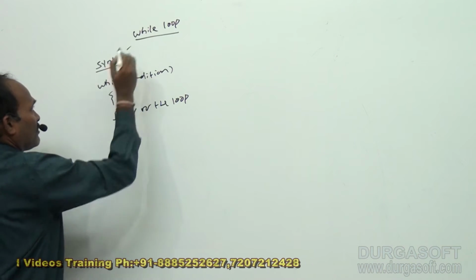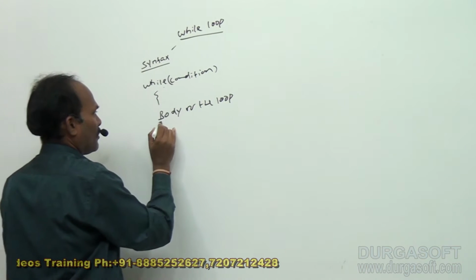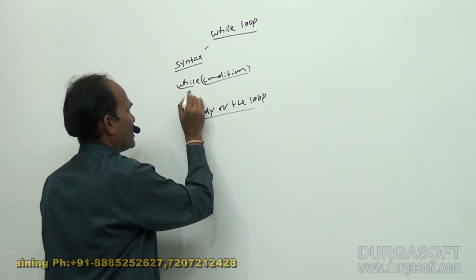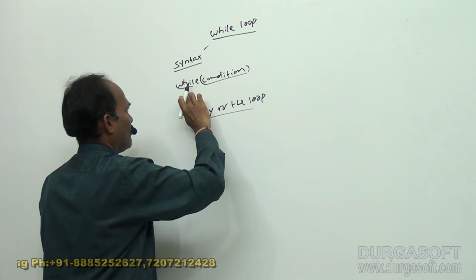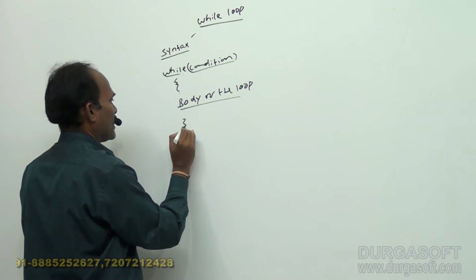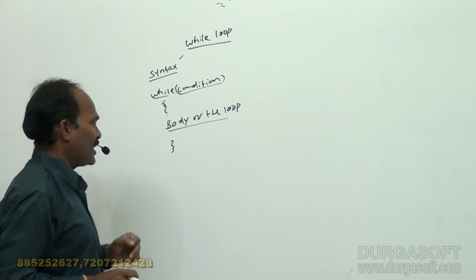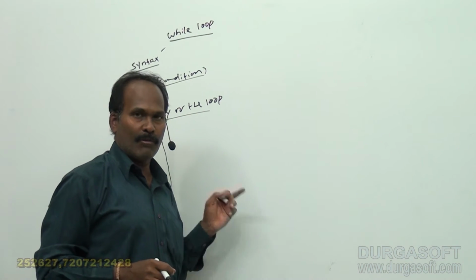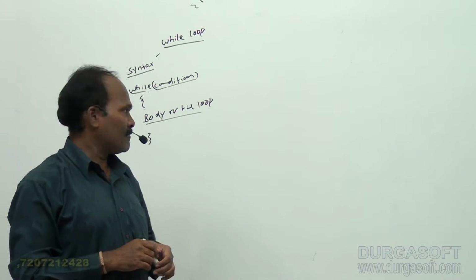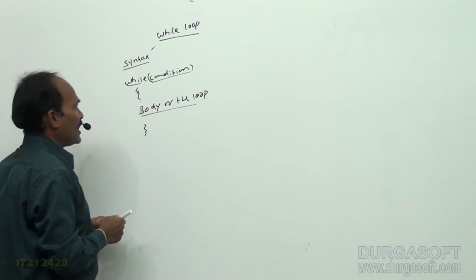This is the syntax of while loop: while, condition, body of the loop. After the condition, next you have to put the opening bracket, and finally you have to write the closing bracket. In between the opening bracket and closing bracket, the body of the loop is required. The body of the loop will be executed.